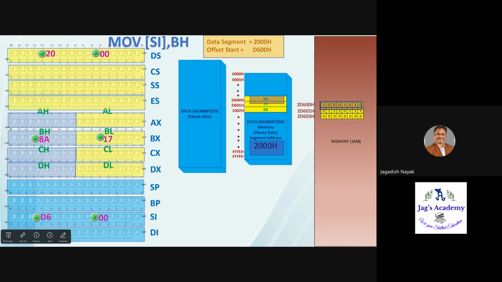The data segment: what is the content of the data segment? 2000, right? It's given. Your data segment register has 2000. So it will use the content of the data segment, content of SI, content of BX, and then it will perform this instruction. You can see here, the data segment is 2000H. It will use that, and see how the data is transferred. Physically where the data is stored is the physical address of the memory. The physical address is 2D600. This is the way this particular instruction is getting executed.